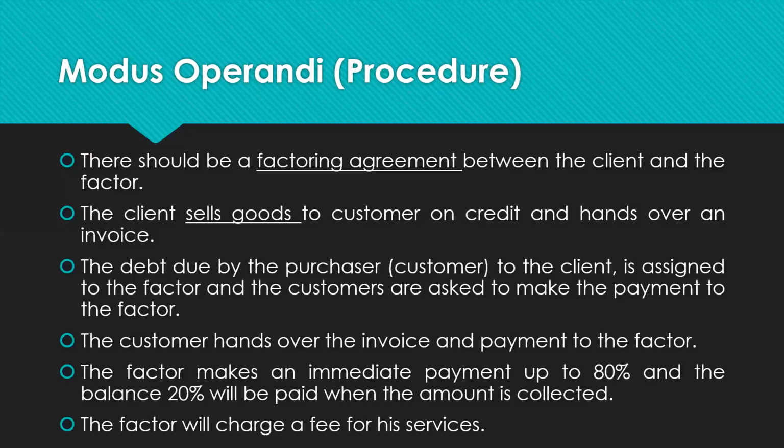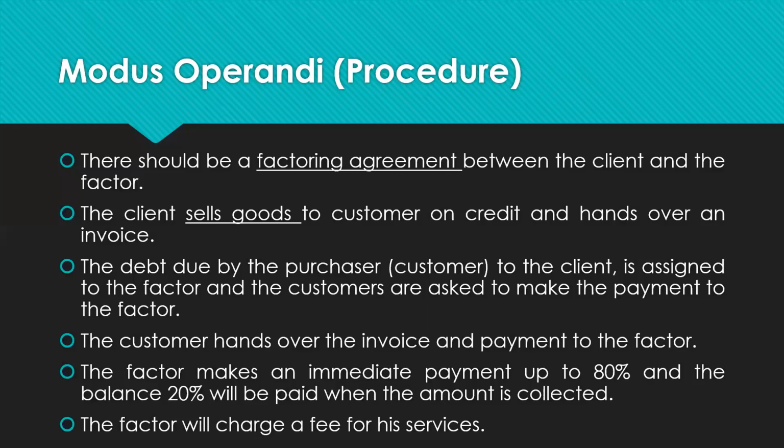Then what are the situations in which the client will have to bear the credit risk, and what are the situations under which the factor will have to bear the credit risk? This should also be specified. Then what is the fees that is to be paid to the factor for his services? These are the main points that should be shown in your factoring agreement.